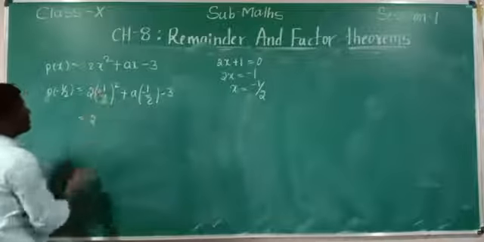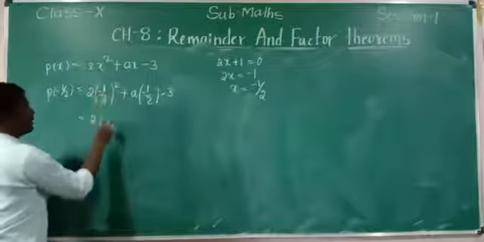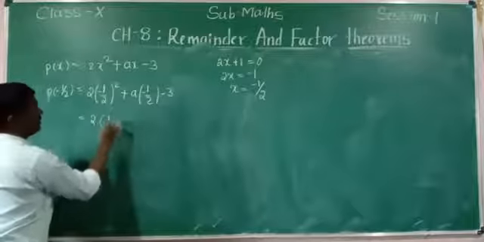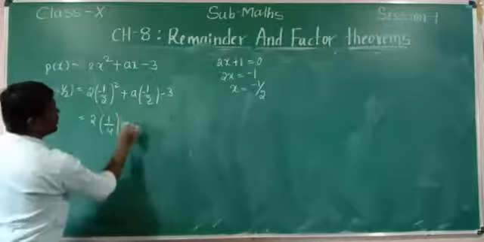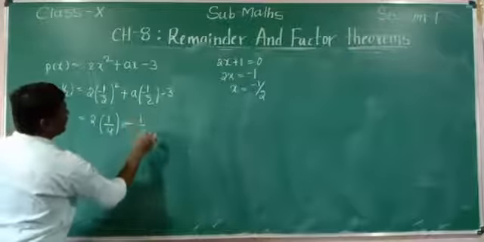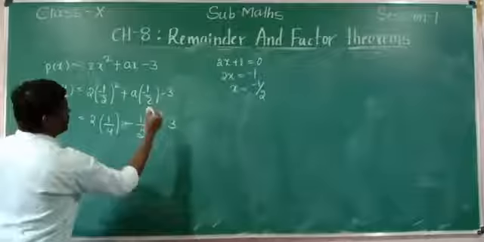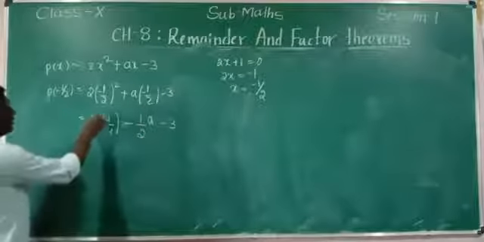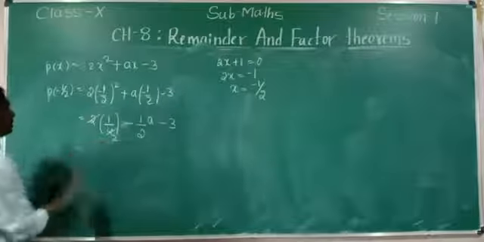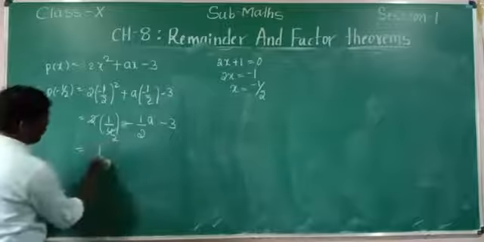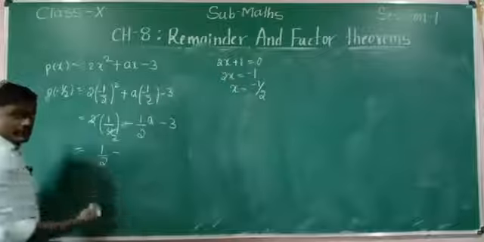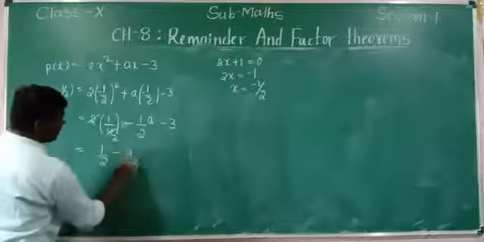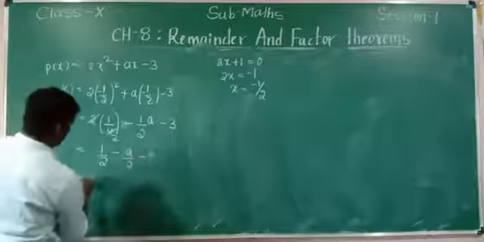Write this 2 as it is. Minus 1 square is plus 1, 2 square is 4, plus a into minus is minus 1 by 2 a minus 3. Now 2 ones are 2, 2 twos are 4. So 1 by 2 minus 1 into a is a by 2 minus 3. Now take the LCM.